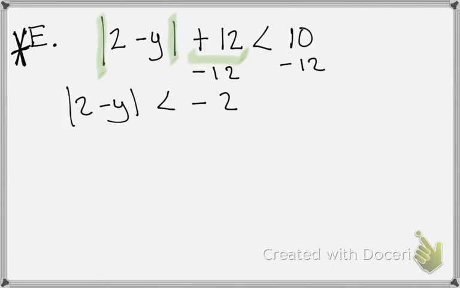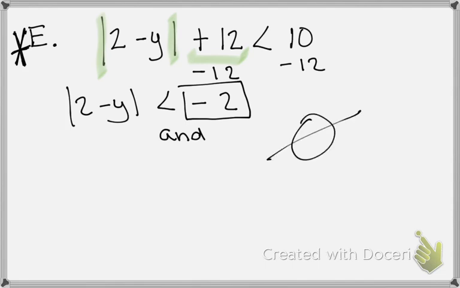All right, so now we can read our sign. 2 minus y is less than, so you think, and, but then we have a negative 2. Remember, nothing in absolute value can come out as a negative. So immediately before doing any work, this is a no solution because nothing can equal a negative.